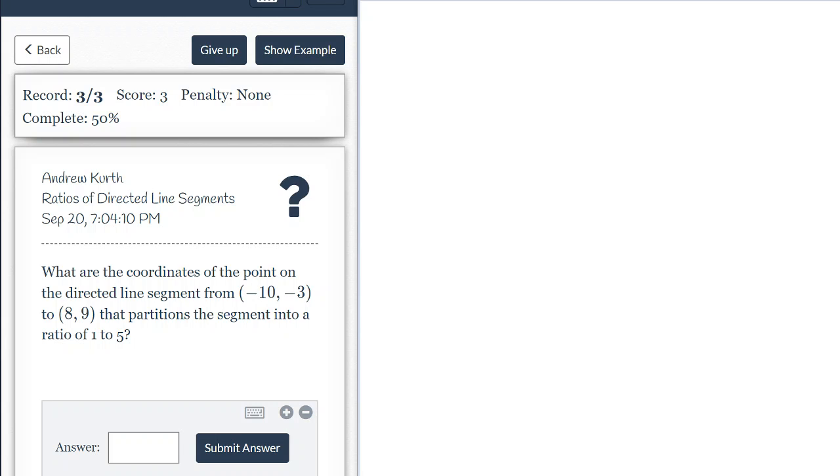So partitioning into a ratio of 1 to 5. That means we need a total of 6 segments. If we need 6 segments, then we need 7 points. Three segments, 4 points; 4 segments, 5 points; 5 segments, 6 points; 6 segments, 7 points.